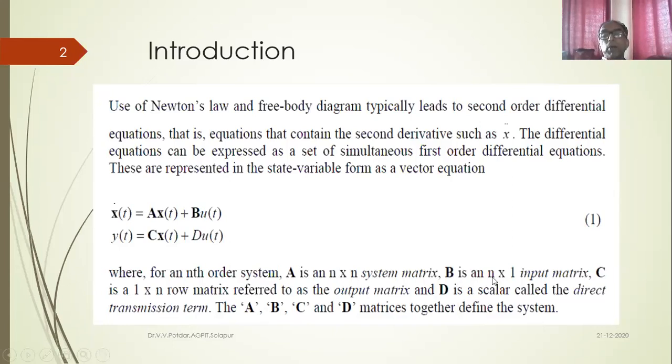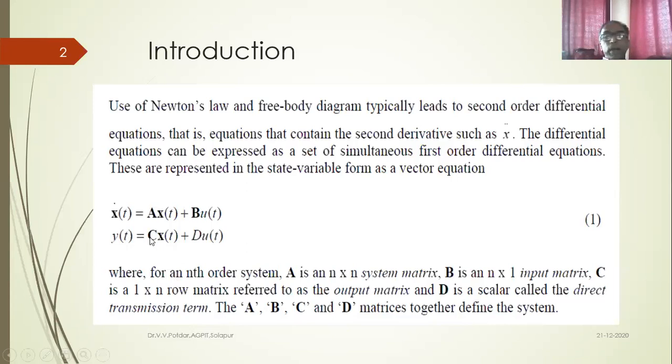N by 1, that is, n rows are there, but the column is only 1. So what do we call this? We call this input matrix a column matrix. C is a 1 by n row matrix. So it is clearly mentioned: 1 row and n columns, isn't it? So it is a row matrix, referred to as the output matrix.